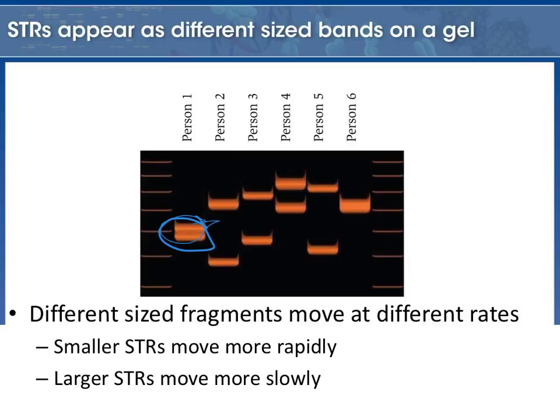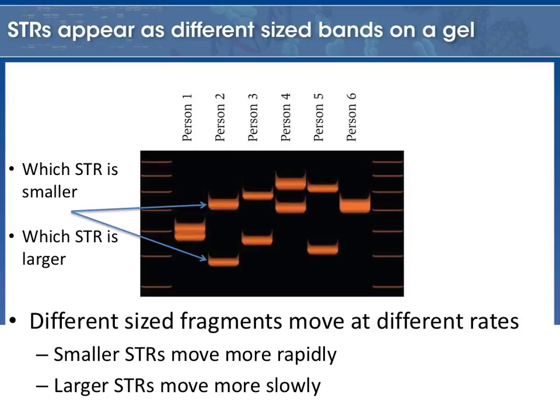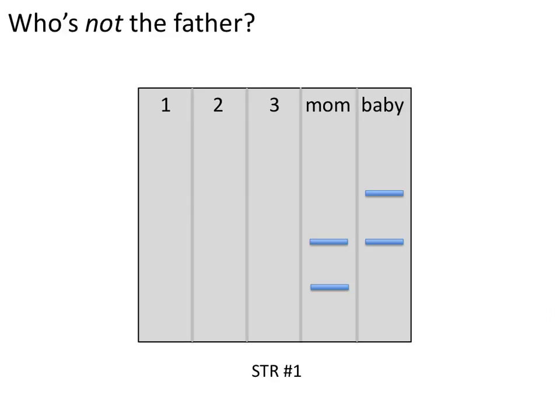So person 6 is another double band, right? Otherwise, they've got separate bands. Okay. So you can see that on person number 2, there's a longer, heavier band up the top. It moves more slowly down the gel versus the other one. Okay.